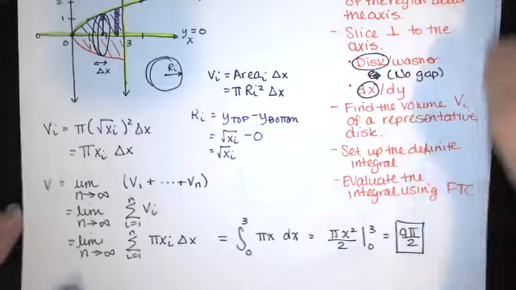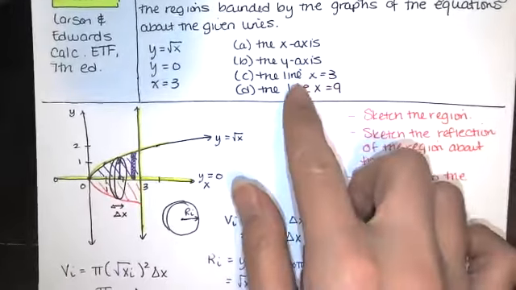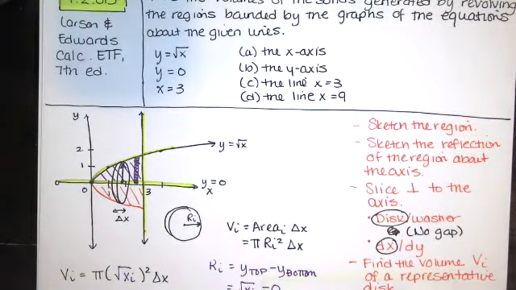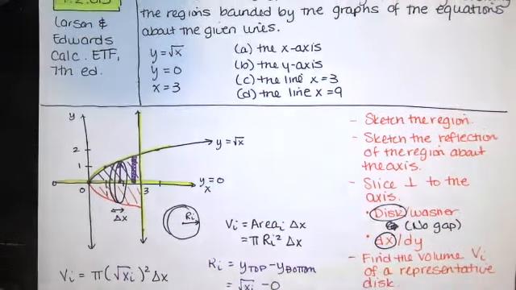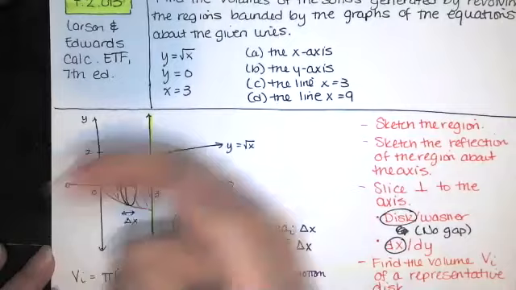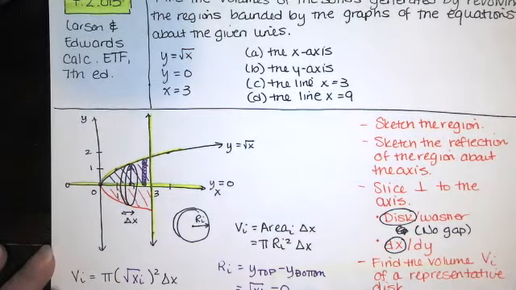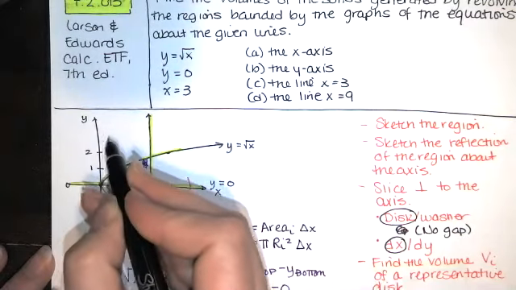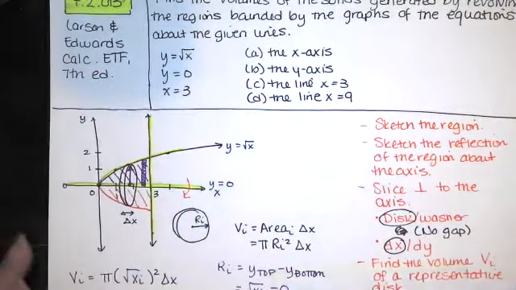Okay, great. Now we're just going to repeat this process again for the y-axis, the line x equals 3, and the line x equals 9. And then we'll see how revolving the region around different axes results in different volume equations, or different volume integrals, and then gives us different volumes. So same region, but instead of revolving around the x-axis, which is what we did here, now we're going to revolve around the y-axis. So we're going to revolve it this way.